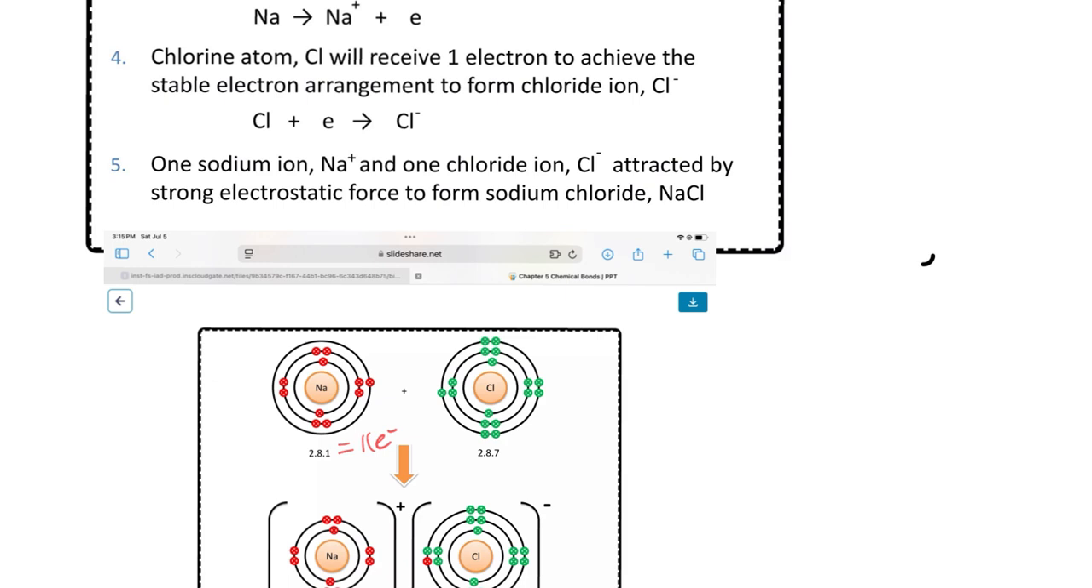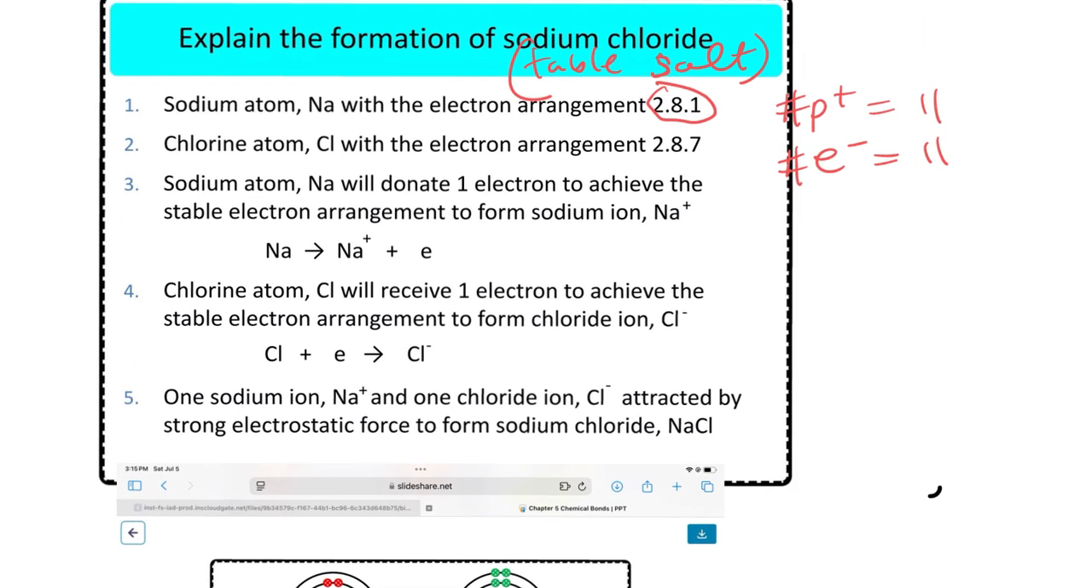Now, you do the same thing with chlorine. Chlorine is number 2 8 7.